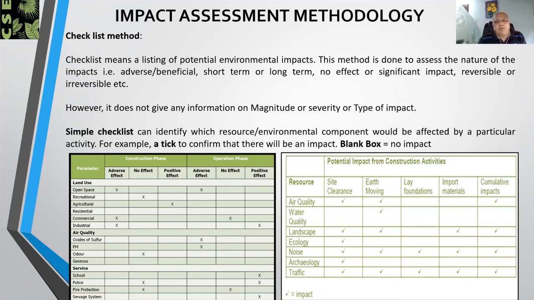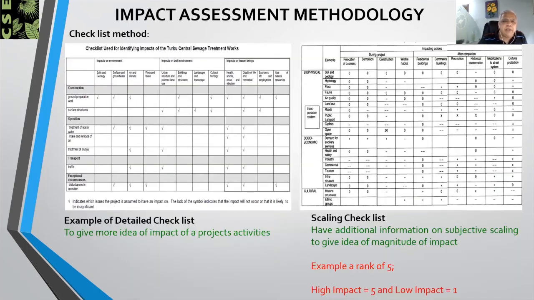Now this simple checklist was later evolved to be made more informative. For example, the one on the right breaks up the activities during the construction phase into various small components like site clearance, earth moving, laying foundations, material receipt and transport, cumulative impacts, etc. The environmental parameters are mentioned on the left, where again the tick mark indicates that this particular component has been impacted.